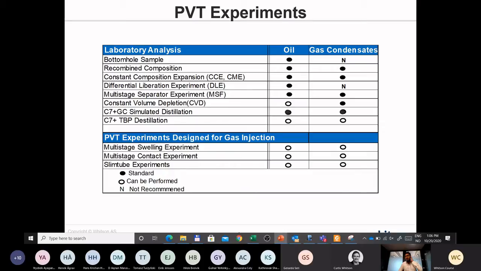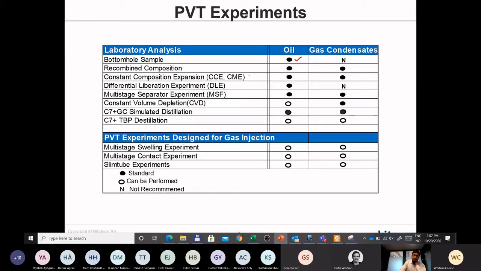And we start with this slide, which is a very good slide giving an overall picture of what experiments are done on what kind of fluid. First is the sampling. You can collect bottom hole samples for oil samples, and for gas condensate it's usually not recommended to do bottom hole sampling, for the reasons we have discussed already. The recombined or separator samples are recommended for oils, gas condensates, or any other fluid type.